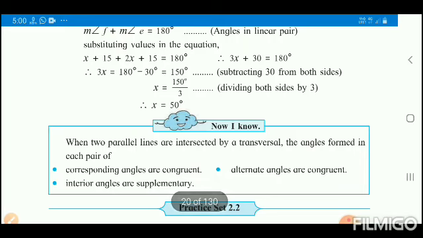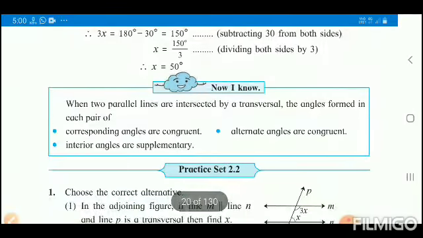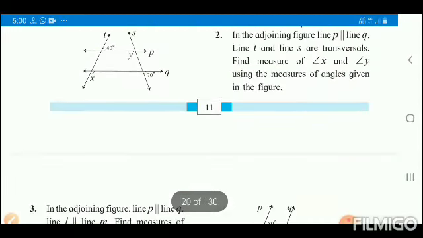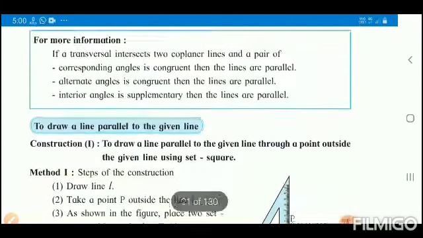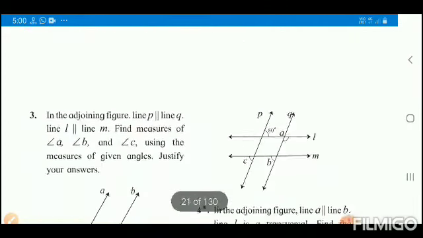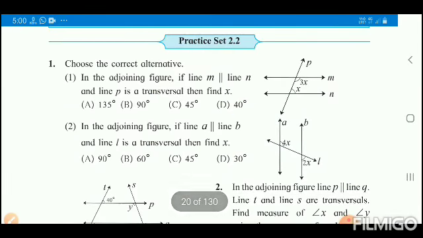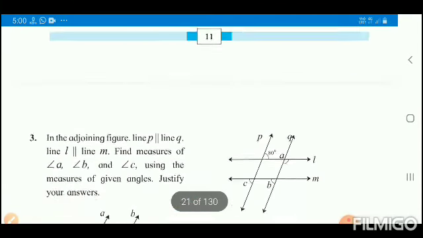Now I know when two parallel lines are intersected by a transversal, the angles formed in each pair of corresponding angles are congruent, alternate angles are congruent, and interior angles are supplementary. By using this information, solve practice set 2.2 from your book.